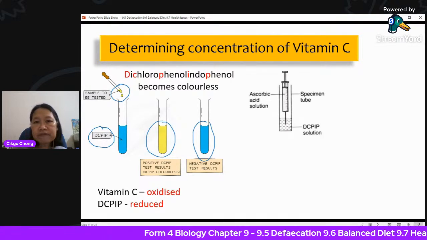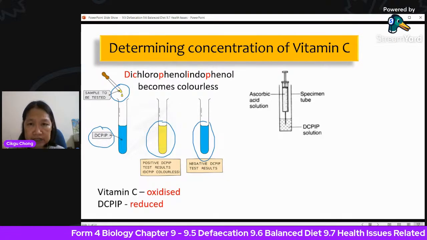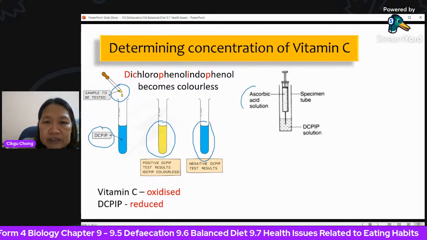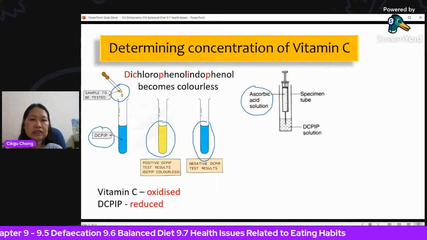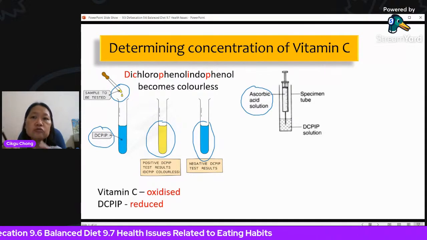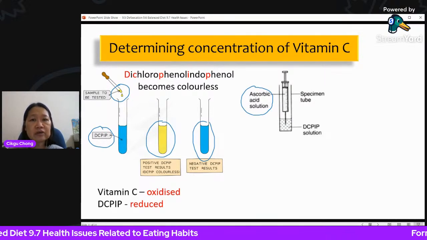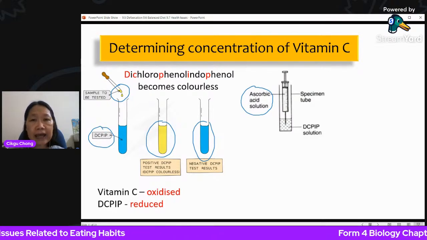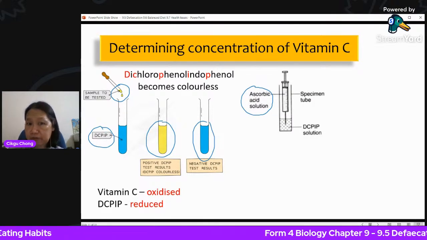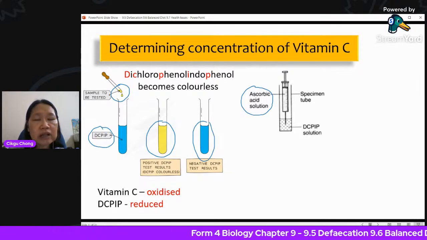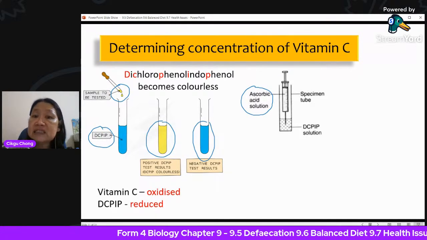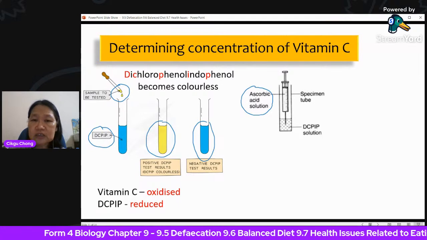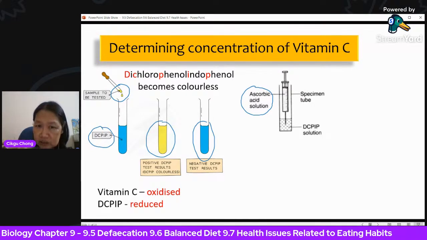Here, you have to do the experiment twice. The first time, you have to put in a solution that you know the concentration of. Your ascorbic acid, you have to prepare, or rather the lab assistant will prepare for you, maybe a 0.1% ascorbic acid solution. You do this one first. So you drop in your ascorbic acid.